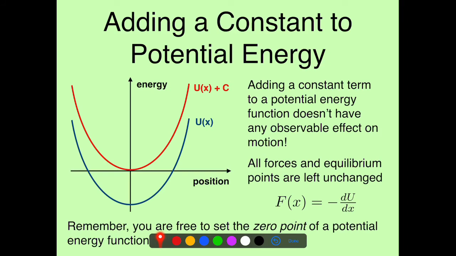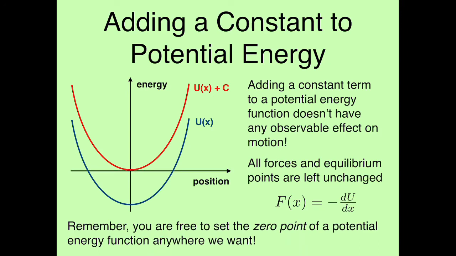For example, the slope right here on the red curve is the same as the slope right here at the same position on the blue curve, right? So forces are not changing. Also, equilibrium points are not changing. On the blue curve, you see at x equals 0, we have a stable equilibrium position because the curve goes flat and we're at a minimum. Also, we have x equals 0 as a stable equilibrium on the red curve. So that hasn't changed either.